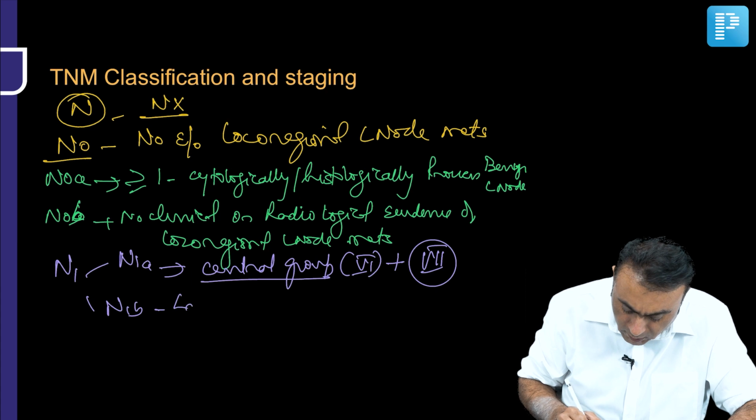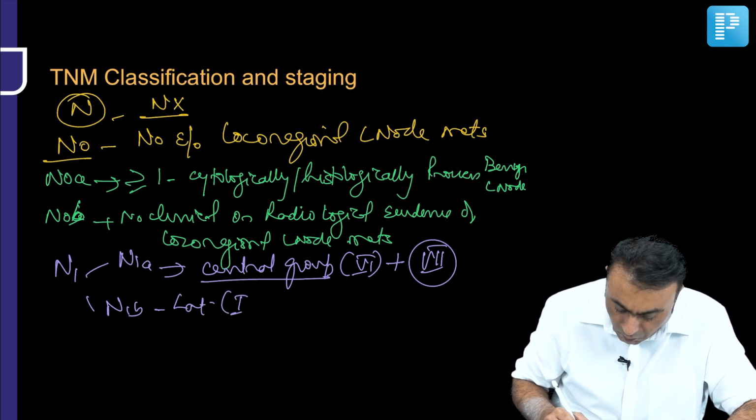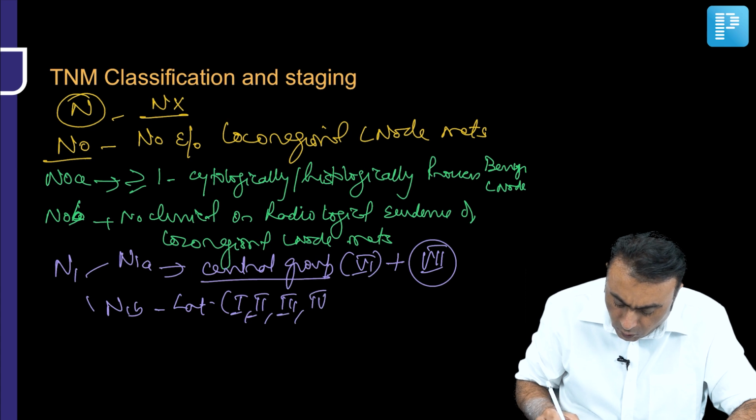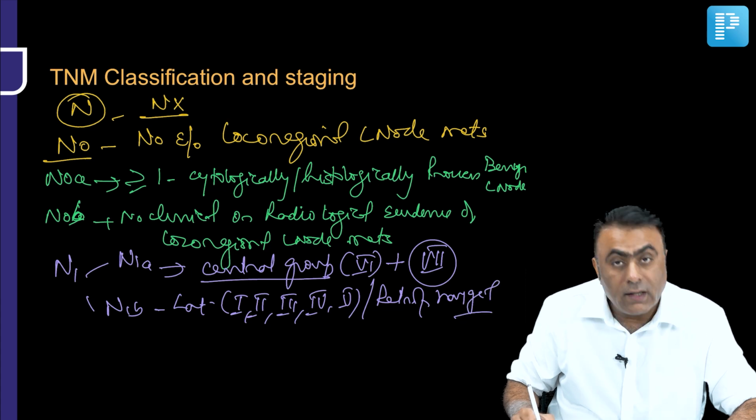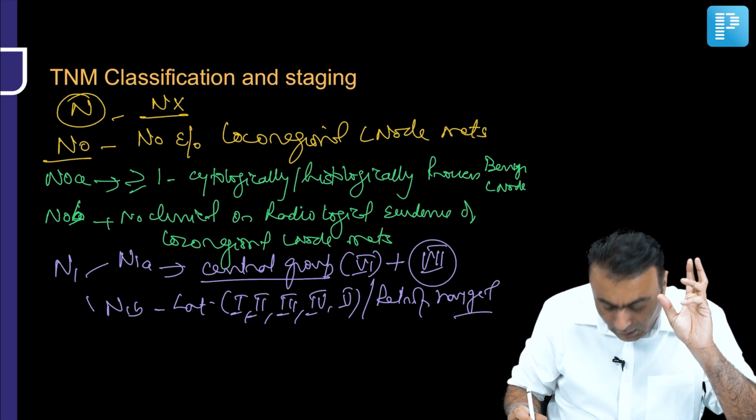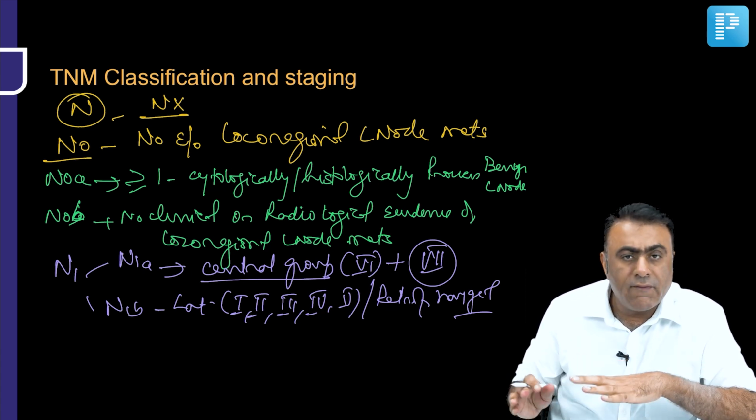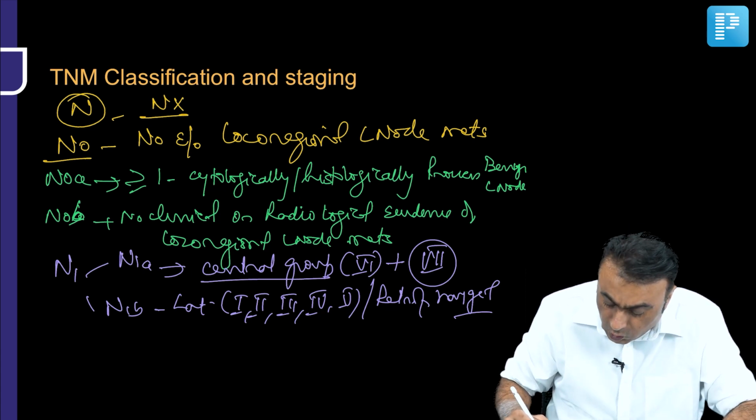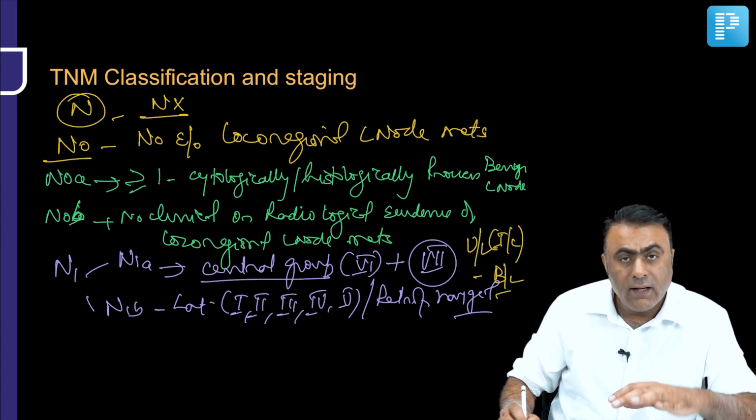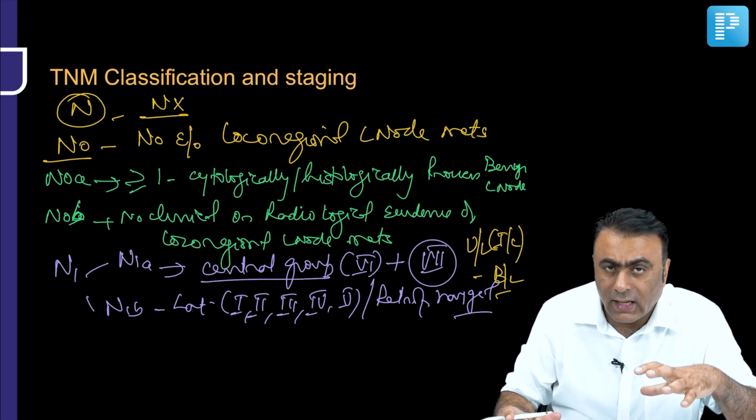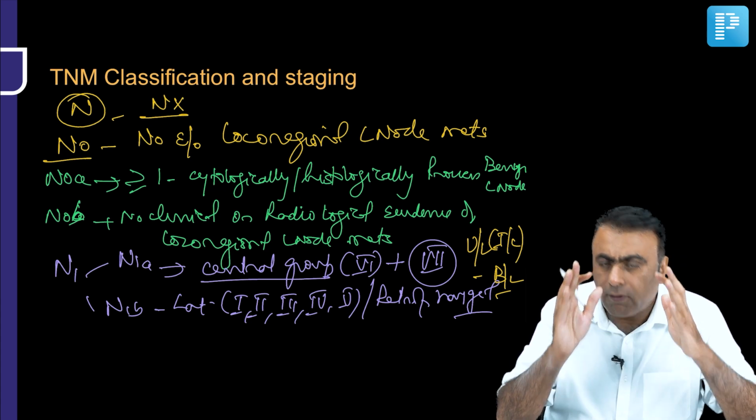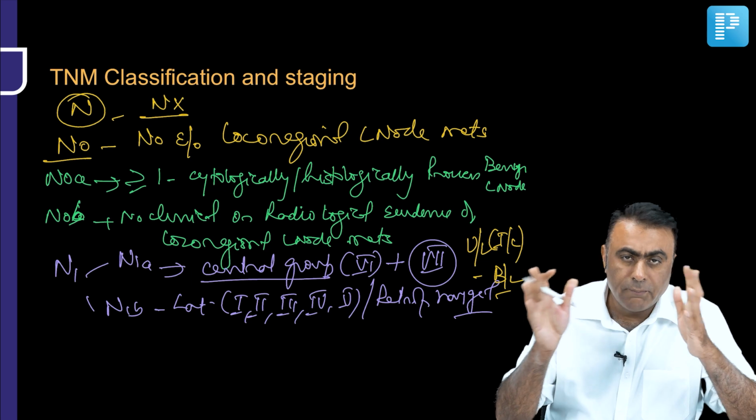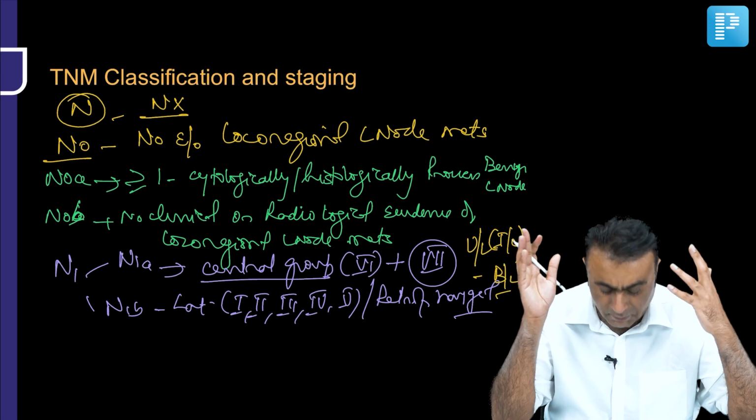N1B is when there is involvement of the lateral lymph nodes, that is involvement of level 1, 2, 3, 4, 5 or retropharyngeal lymph nodes. That is N1B. Okay. Now, one important thing is that in both N1A and N1B, these lymph nodes may be ipsilateral or unilateral, or they may be bilateral. Fine. That is not going to affect the staging. That's not going to affect the classification. The N1A and N1B will differ with which group of lymph nodes have been involved, which level of lymph nodes have been involved. It is going to depend on that. And in both categories, it may be unilateral, ipsilateral, or bilateral.